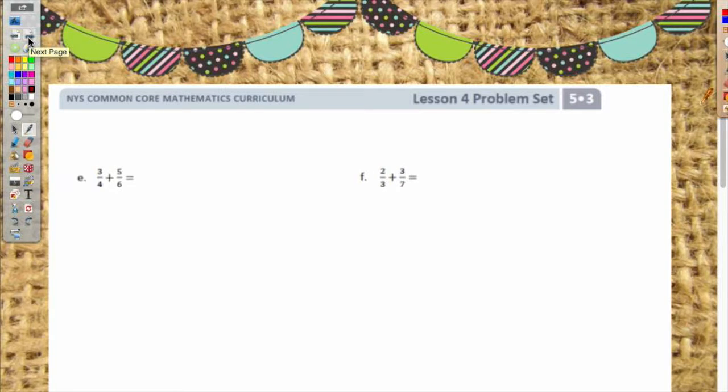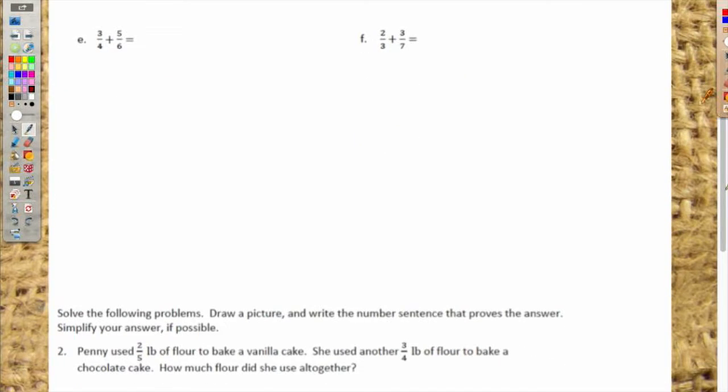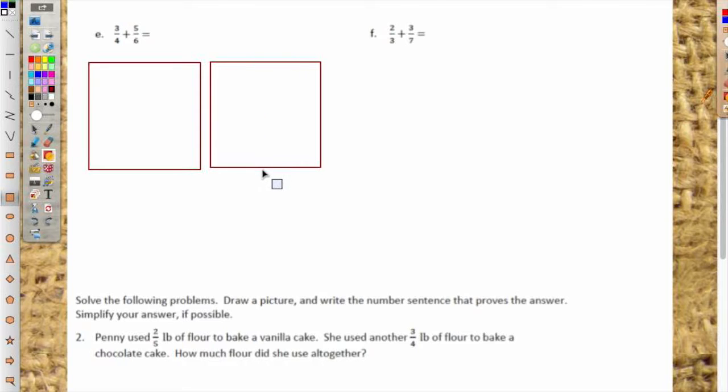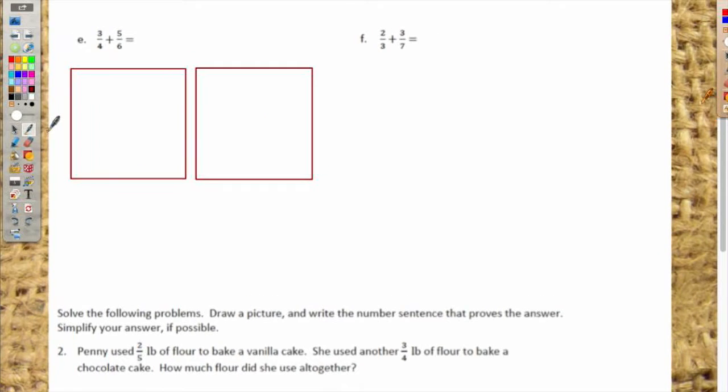A little more complicated. So I need you, would you please stay with me? Okay? Don't work ahead when it comes to writing your number sentence. Just wait for me. Okay, so on this one, I'm going to show 3/4. And I'm going to start getting really picky. If you don't write it correctly, I'm going to count it wrong.